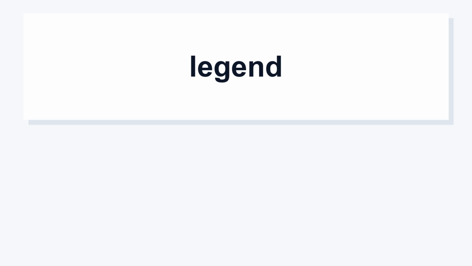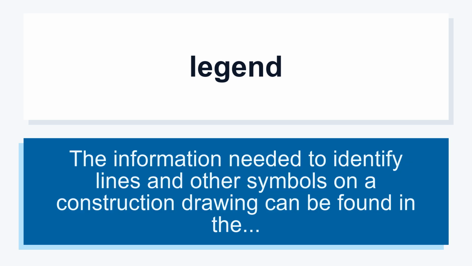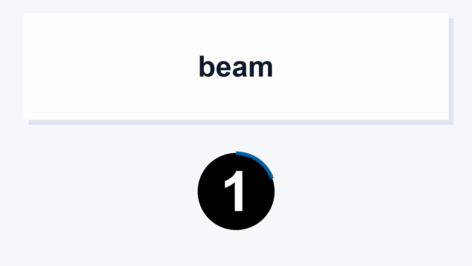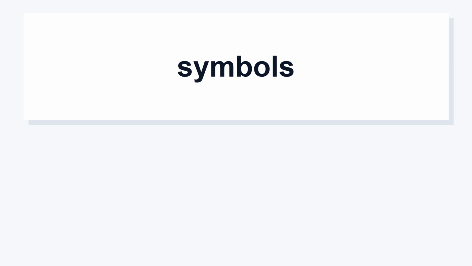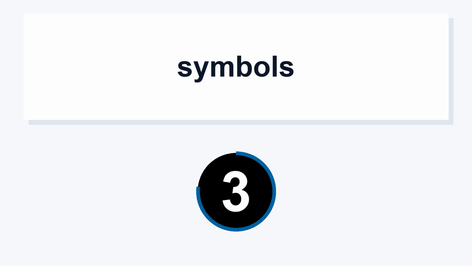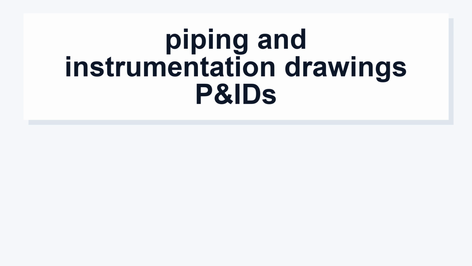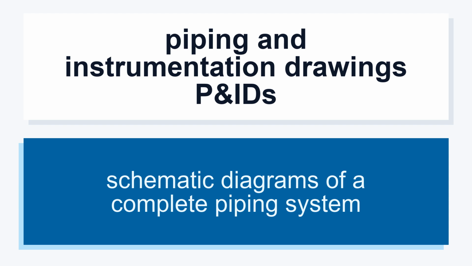Legend. The information needed to identify lines and other symbols on a construction drawing can be found in the legend. Beam. A large, horizontal support made of concrete, steel, stone, or wood that may be shown in structural plans is a beam. Symbols. Code books and specifications for a construction project often include the meaning of piping and instrumentation drawings P&IDs. Schematic diagrams of a complete piping system.